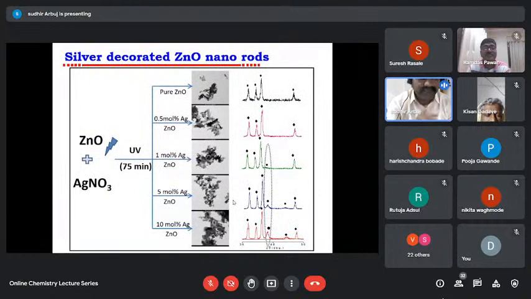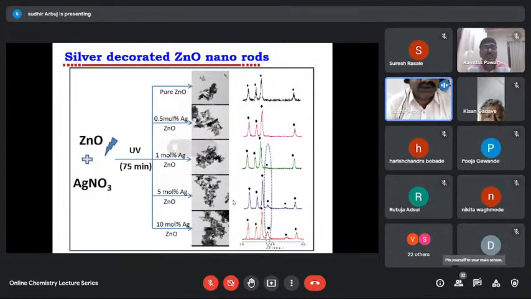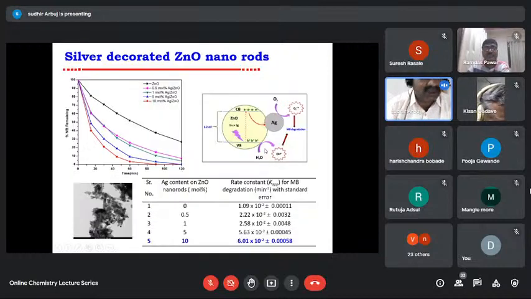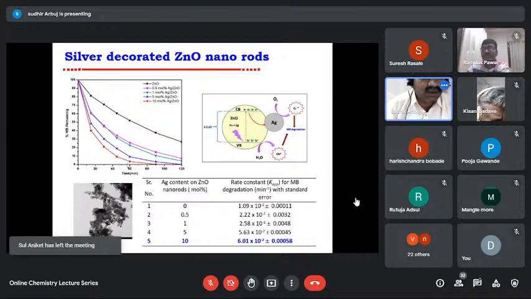So here what we did, we enhanced the photocatalytic activity of zinc oxide by loading silver with different weight percent, from 0.51% to 10%. The spherical silver nanomaterial is attached to the rod-like structure. This XRD pattern indicates the zinc oxide material, and the peak around 38 degrees is due to the cubic silver material. Here we observe that the 10% silver loading shows the highest photocatalytic activity. It shows almost 95% degradation within 1 hour.